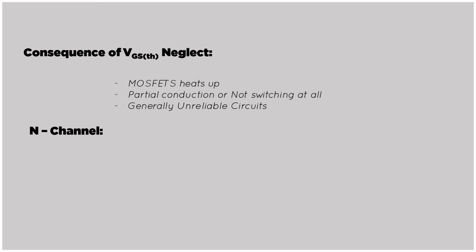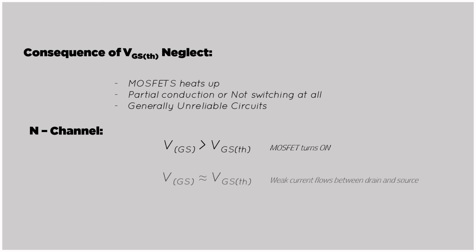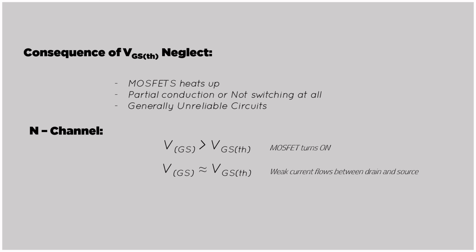Now, for the N-channel MOSFET, when VGS is greater than VGS-TH, our MOSFET turns on. If we have VGS approximately equal to VGS-TH, we're going to have weak current flow between the drain and the source, and we could have partial conduction. When we have VGS less than VGS-TH, our MOSFET is off.